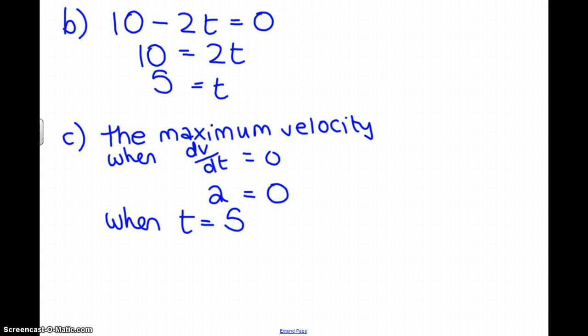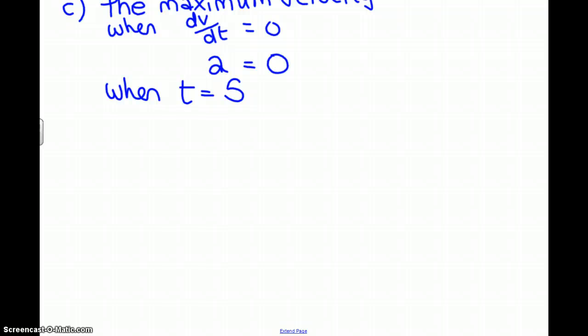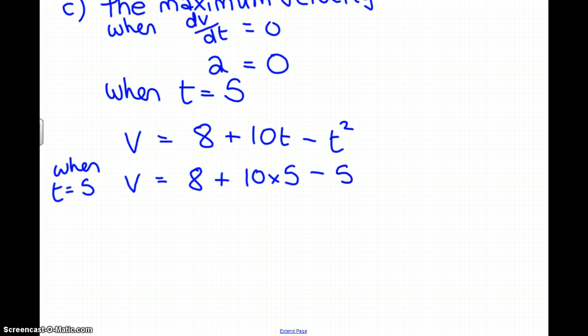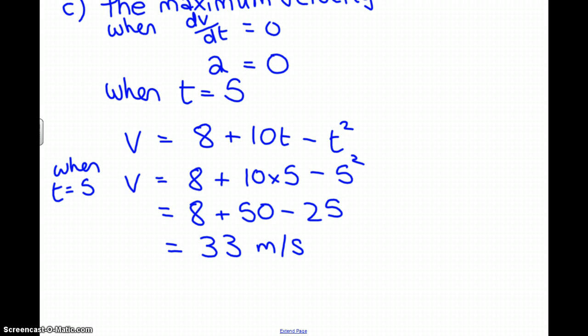And we just want to find the maximum velocity. So if I know that the velocity is 8 plus 10t minus t squared, when t is 5, that velocity will be 8 plus 10 times 5 minus 5 squared. So it will be 8 plus 50 minus 25, and that gives you 33 meters per second. So the maximum velocity that the ball reaches is 33 meters per second.